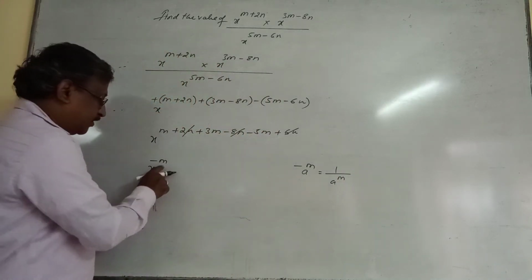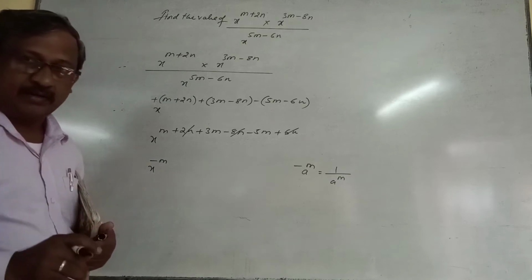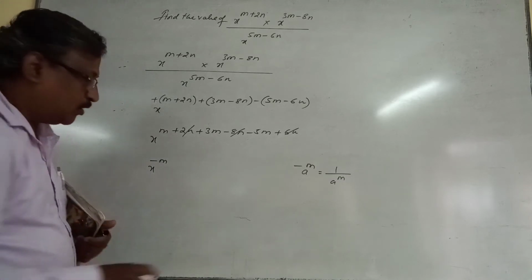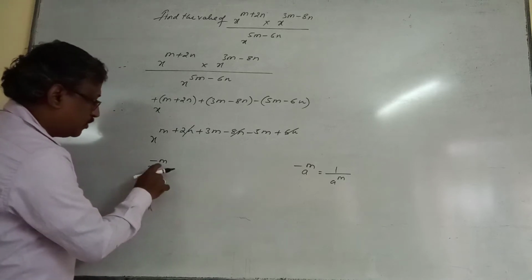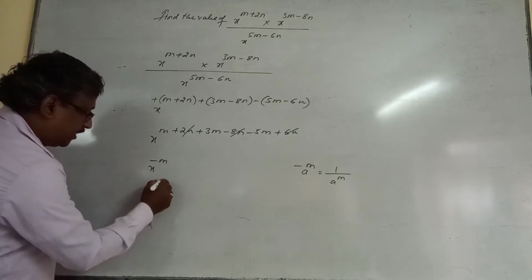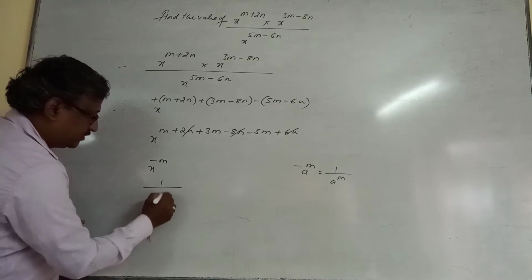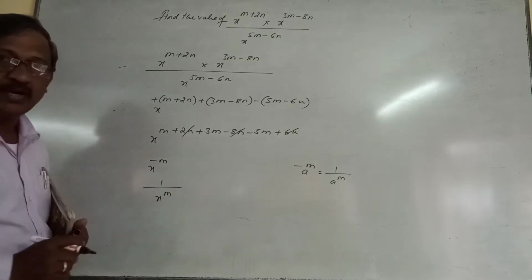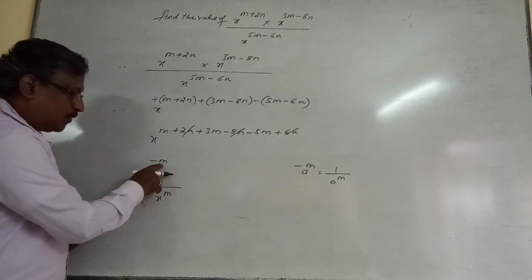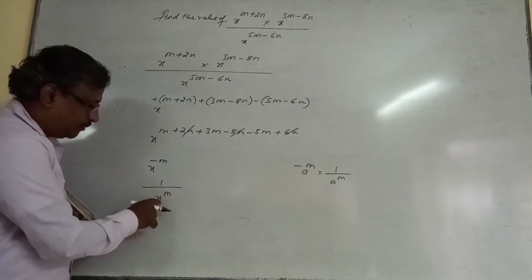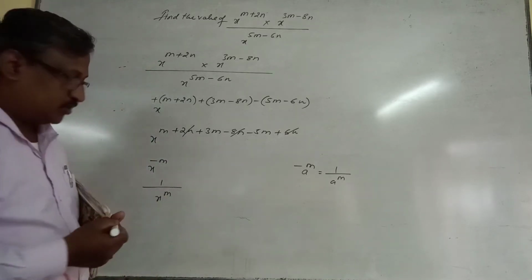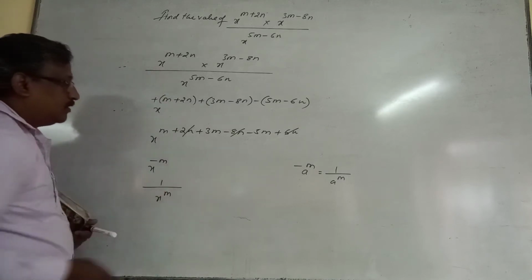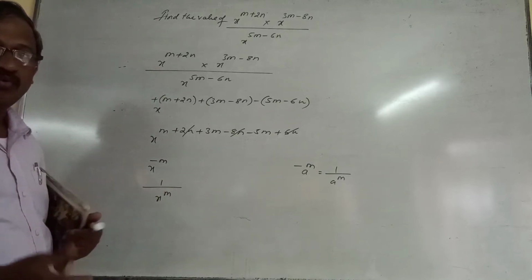Even if you write x raised to minus n, that is not wrong, it is correct. They will give the marks, right? Or how to convert this negative index into positive: it is written as 1 divided by x raised to plus n. So you can write x raised to minus n, or you can write 1 divided by x raised to plus n also. Both are correct, right? So this is how you have to calculate the value. I hope you have understood.